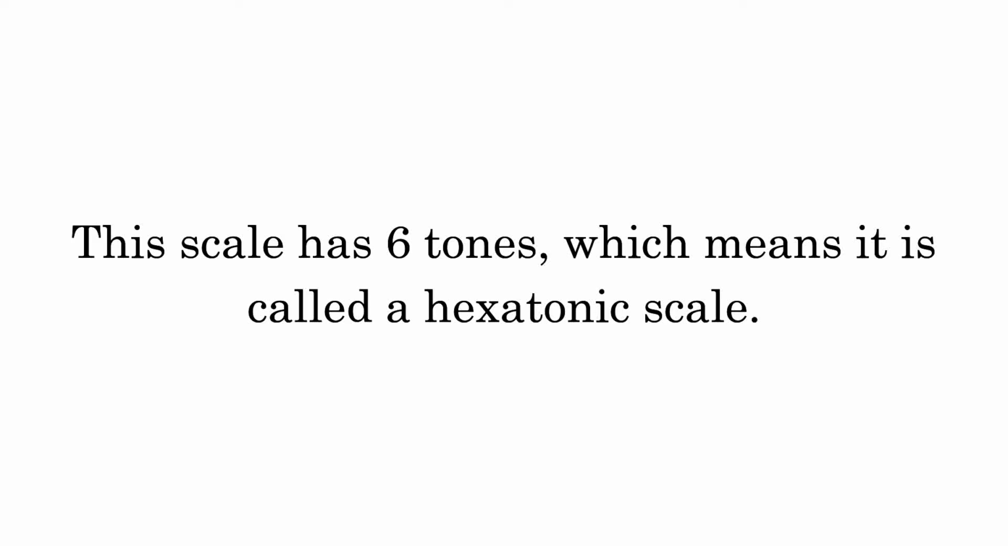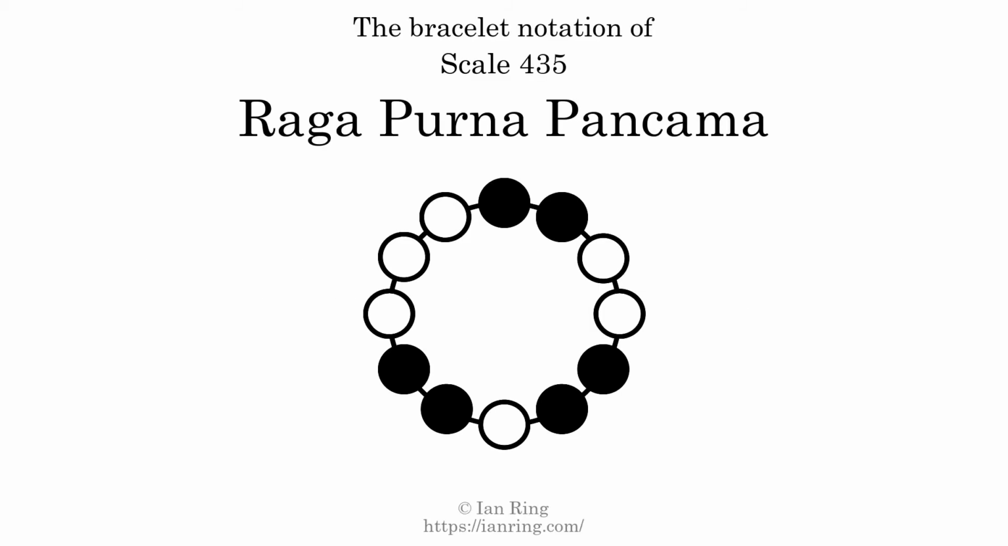This scale has 6 tones, which means it is called a hexatonic scale. This is a bracelet notation diagram of scale 435. The shaded circles represent tones that appear in the scale, and they are read clockwise, starting at the top.